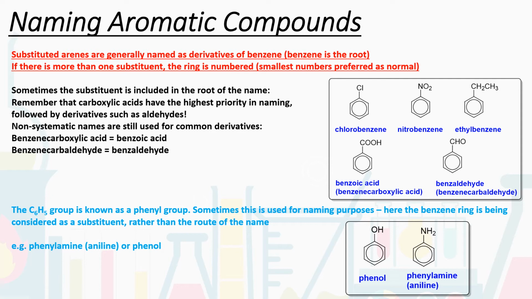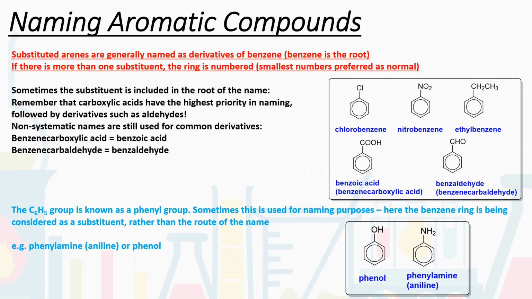And the normal IUPAC rules apply for naming it. So if we have multiple substituents, we have to use di, tri, tetra terminology. If there are different substituents, we have to number their positions relative to each other. We always want the lowest numbers possible. And remember that we name everything in alphabetical order, not numerical.